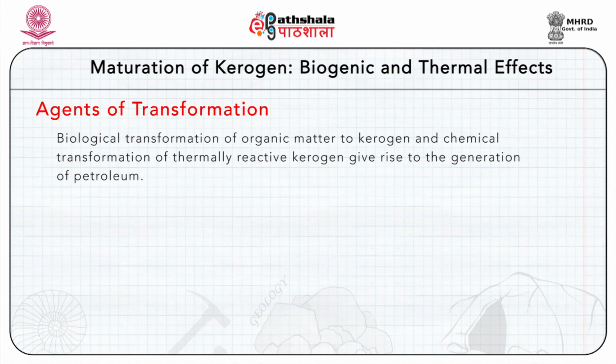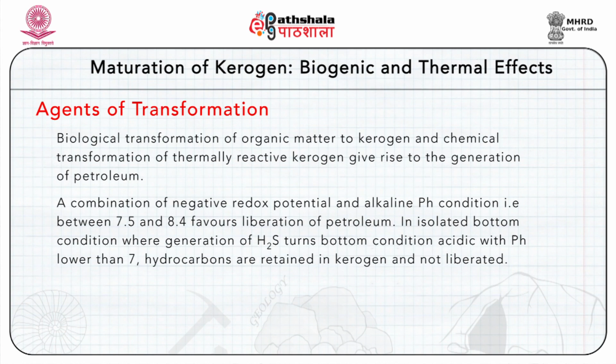Now, biological transformation of organic matter to kerogen and chemical transformation of thermally reactive kerogen give rise to the generation of petroleum. Bacterial processes remain mostly effective in the initial breakdown of organic matter, while cooking of transformed organic matter, that is kerogen, is guided by the thermal process. A combination of negative redox potential and alkaline pH condition, between 7.5 and 8.4, favors liberation of petroleum. In isolated bottom conditions, where generation of H2S turns the bottom condition acidic with pH lower than 7, hydrocarbons are retained in the kerogen and not liberated.